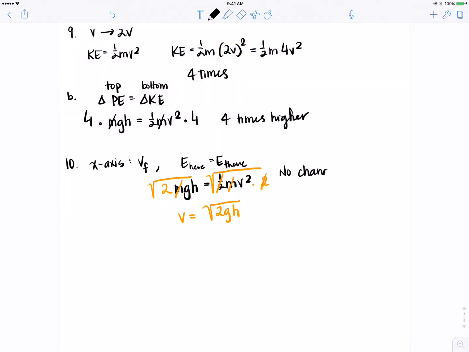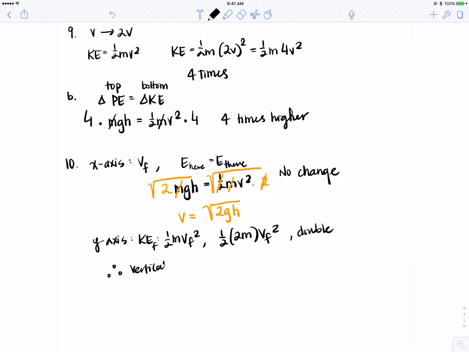But for the y-axis, which is KE, or 1/2 m vf squared, if mass is doubled, the kinetic energy is in fact doubled. So it's like plugging in 1/2 and then 2m vf squared. Okay, so this quantity would double, so it would result in a vertical stretch.